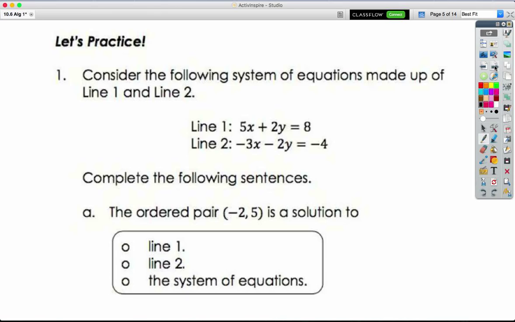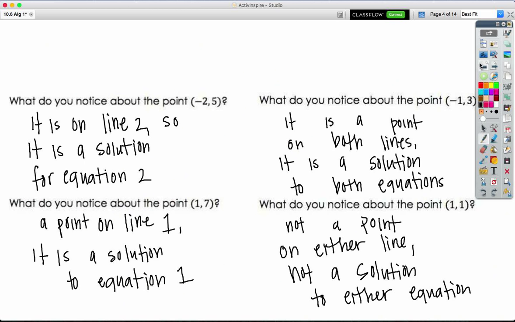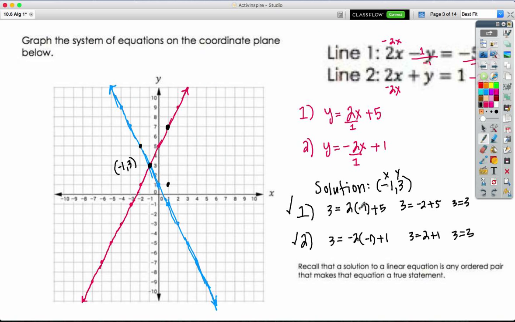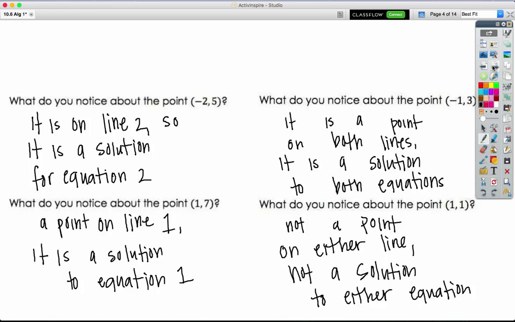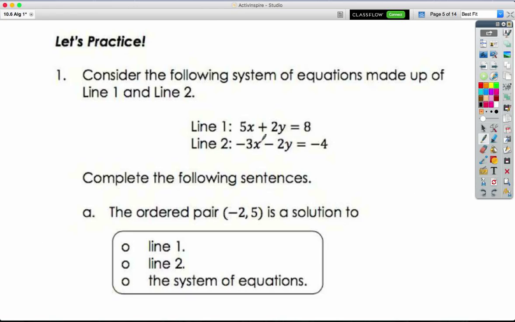So let's practice. Number 1 is telling us to consider these two equations, and it says complete the following sentences. So the ordered pair -2, 5 is a solution to, well, if we look back, when we were looking for determining if it was a solution, what we just did is I plugged that point in to each equation. So what we're going to do is plug that point in to each equation to determine if it is a solution to line 1 and line 2. If it happens to be a solution to both, it is the point of intersection. It is a solution to the system.